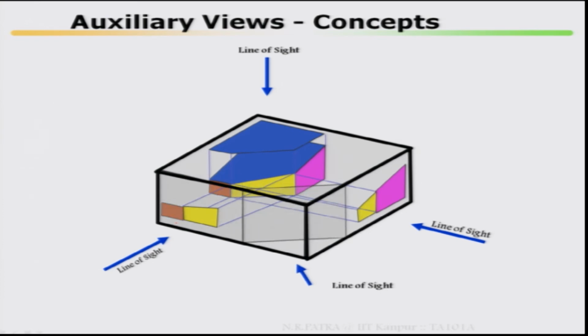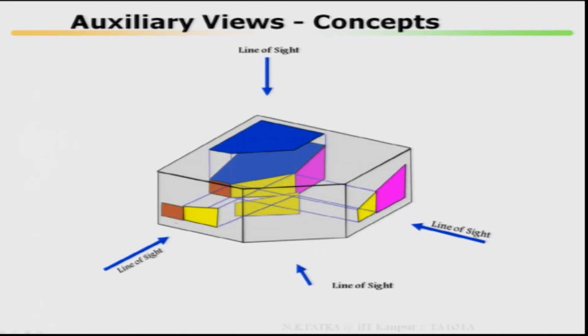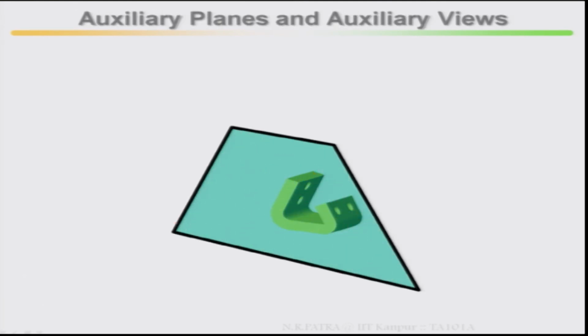Then how does your line of sight look? If you look here, this is your front, this is your profile and this is your top. Now, how does your line of sight look? See, take it out, this is your auxiliary. So, in the 3-dimensional concept, if you look here: front, profile, as well as top and auxiliary. Now, come to this auxiliary plane and auxiliary views.